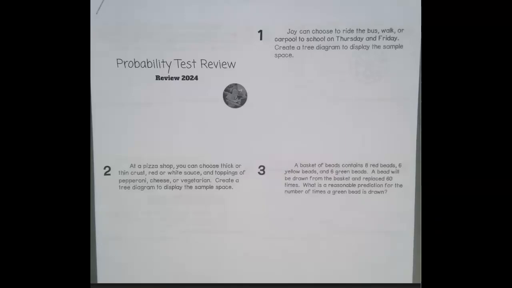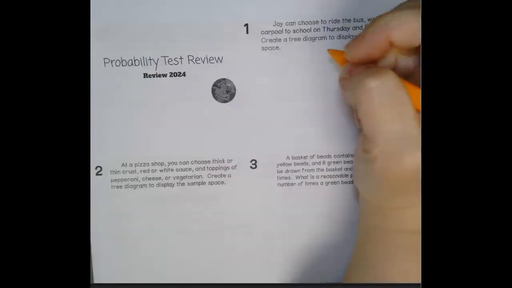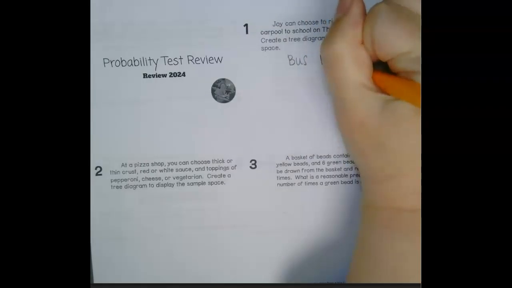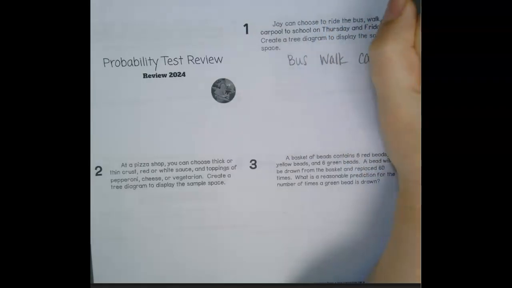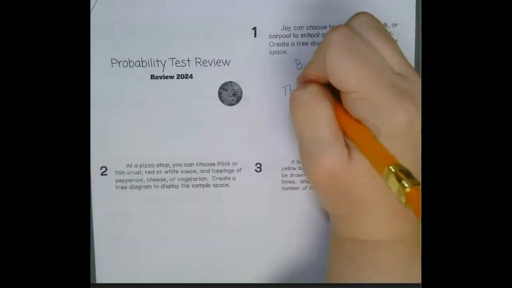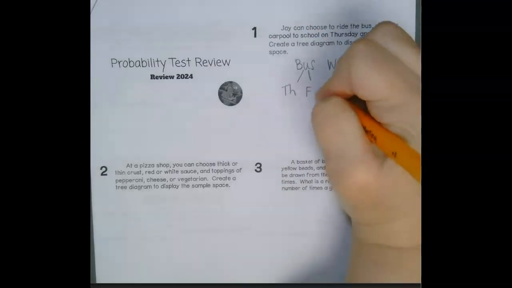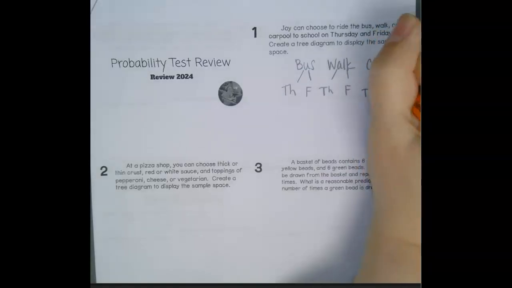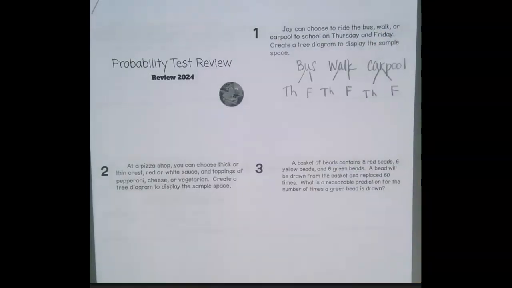But here we go. So number 1, Joy can choose to ride the bus, walk, or carpool to school on Thursday and Friday. Create a tree diagram to display the sample space. So I am going to choose to start with bus. Then she could walk or carpool. And we could bus on Thursday or we could bus on Friday. We could walk on Thursday, or we could walk on Friday. And we could carpool on Thursday or carpool on Friday.